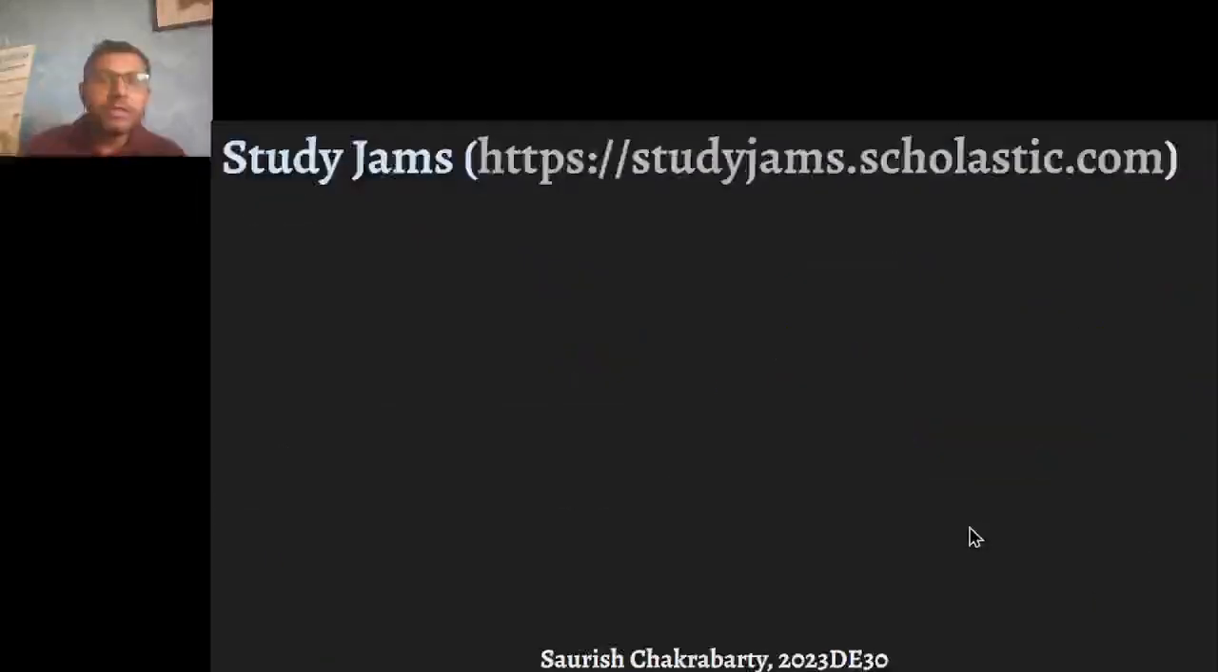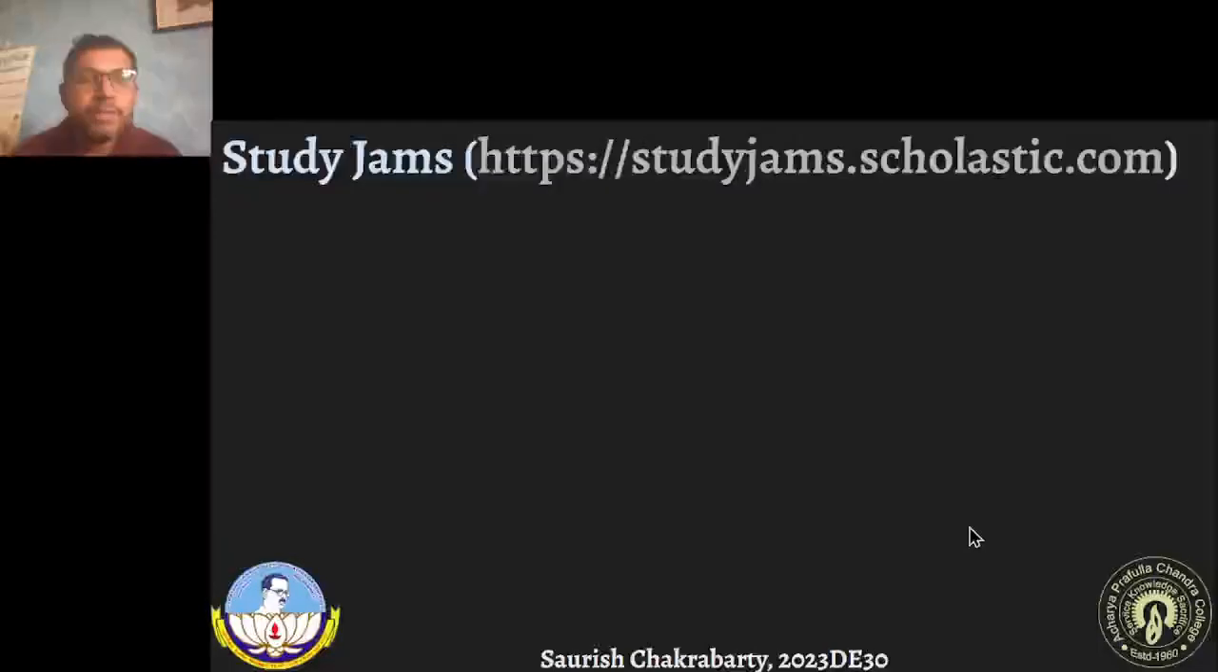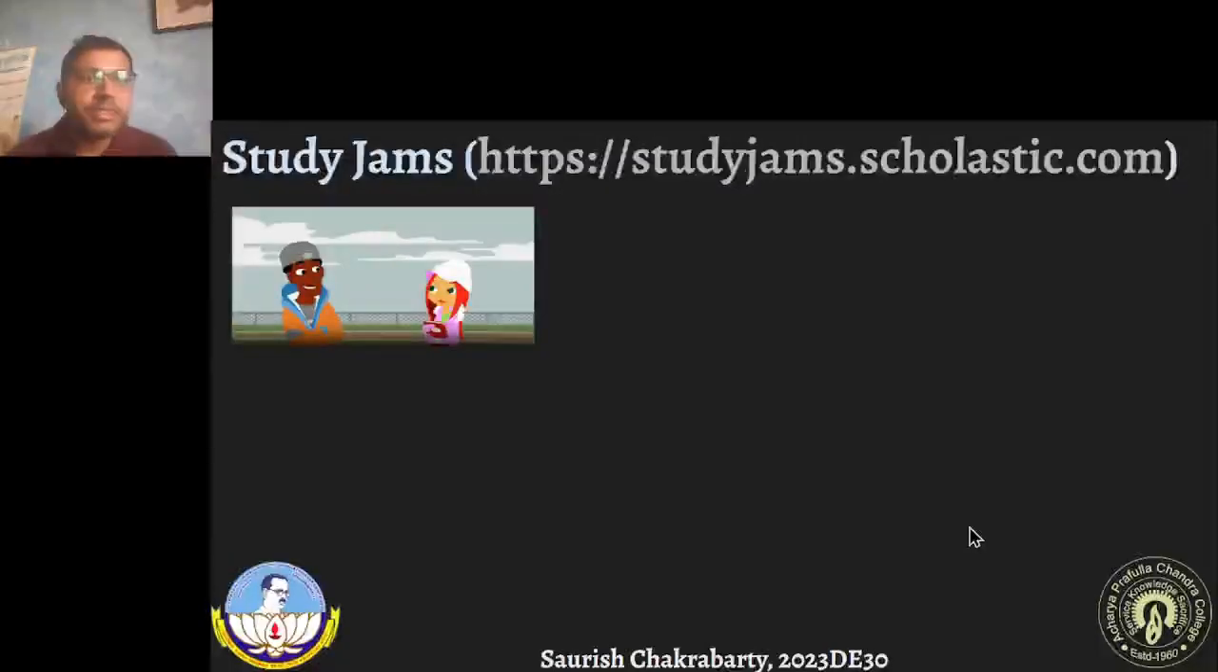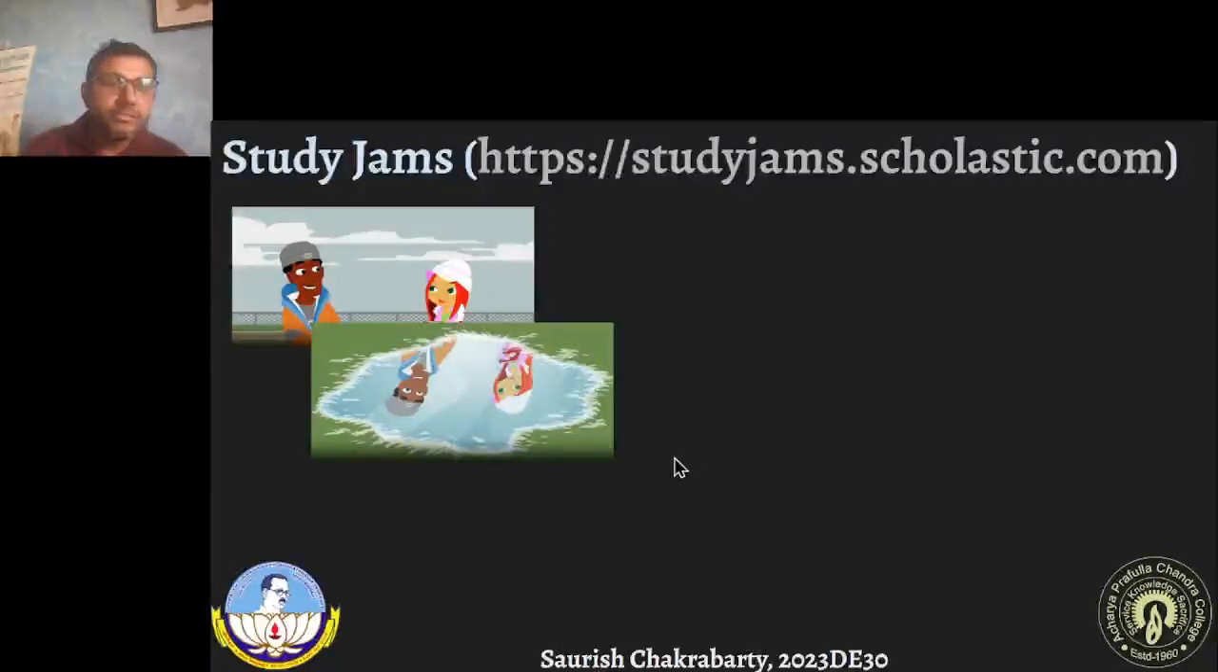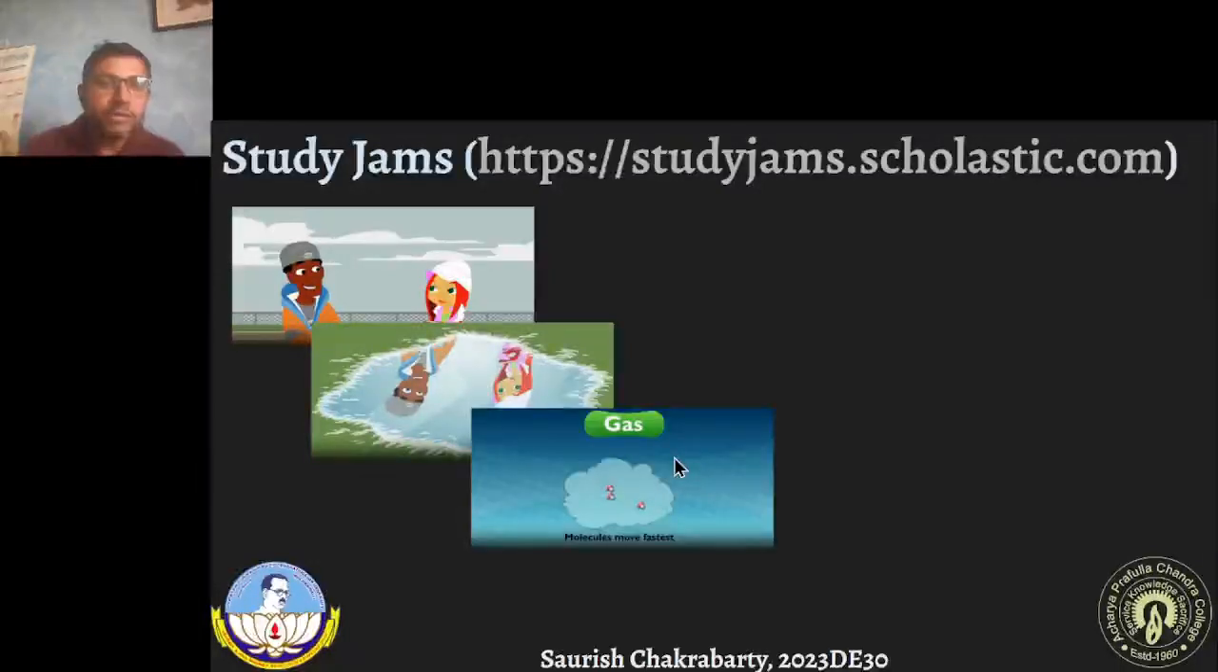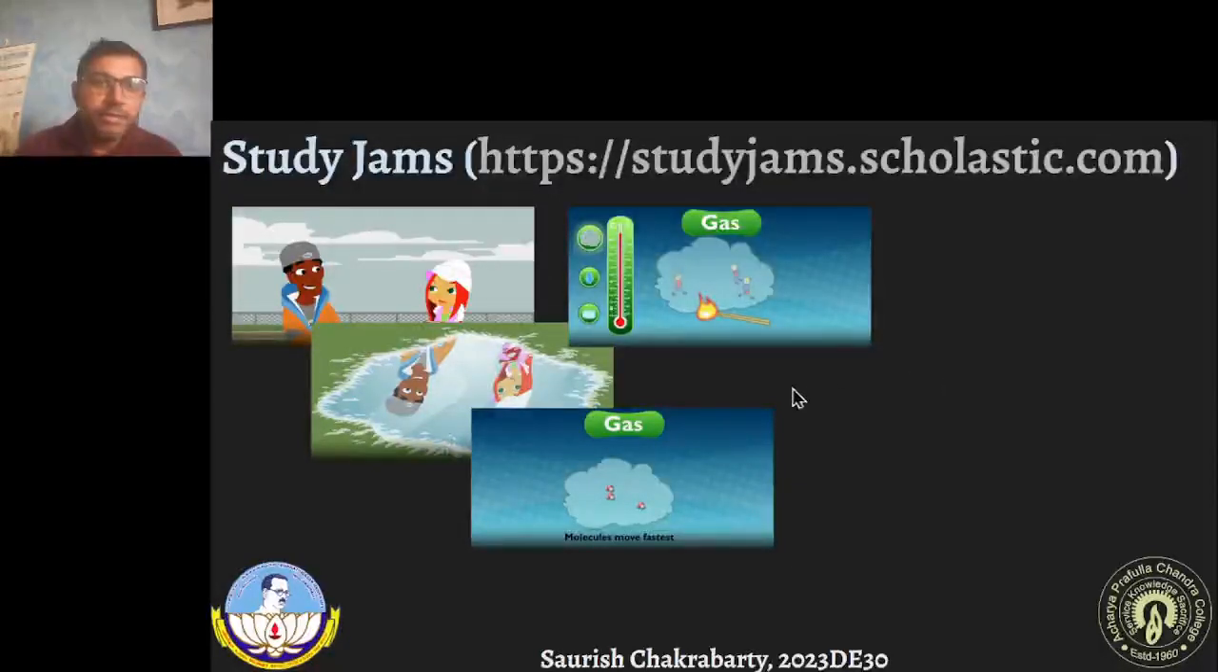So here is the thing that I got from the Study Jams platform. Here there is a video where a science teacher is talking to a football coach, and they look at some frozen puddle and they start talking about the phases of matter. They start with the gas phase where the molecules move the fastest, and then they talk about the temperature, and they mention that the gas is the phase where the temperature is the highest, and the football players, or the molecules of the gas, are running around the fastest.